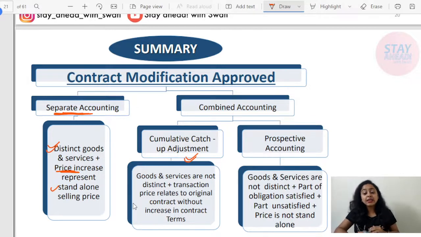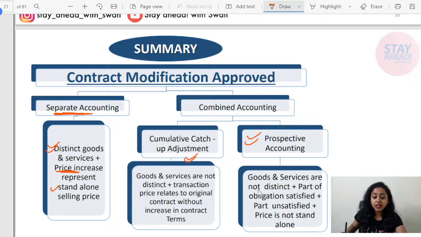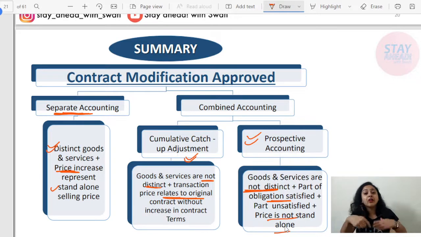Secondly, prospective accounting is needed. In a combined contract, prospective accounting is needed when the goods and services are not distinct. Here they are not distinct, as well as related to the original contract price. Part of the obligation is satisfied, part is unsatisfied, and the price is not yet standalone. Here we will be recording the prospective accounting henceforth.